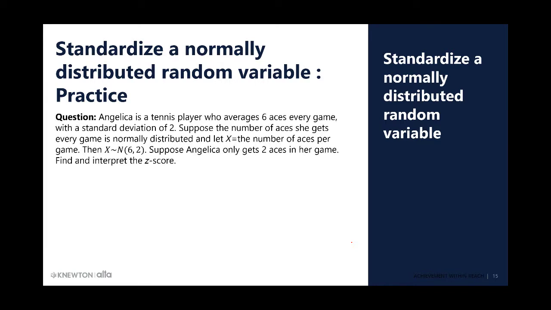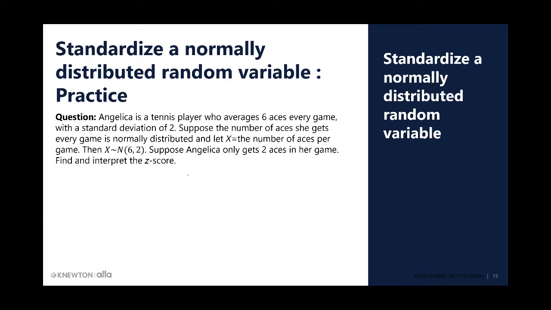All right, so we have Angelica. She's a tennis player who averages 6 aces per game with a standard deviation of 2. Suppose the number of aces she gets every game is normally distributed, and let x equal the number of aces per game. So her aces per game follows a normal distribution where the mean is 6 and the standard deviation is 2. Suppose Angelica only gets 2 aces in her game. Find and interpret her z-score.